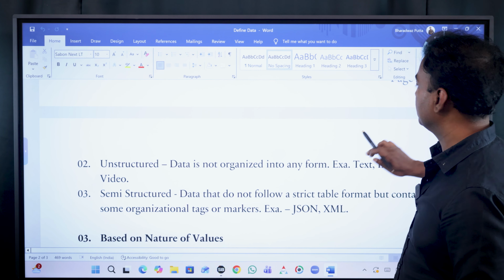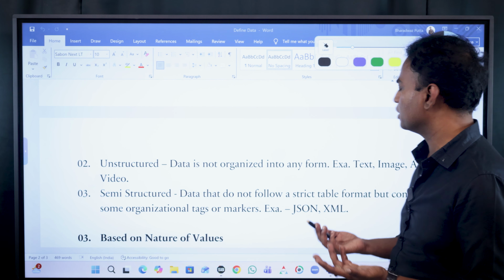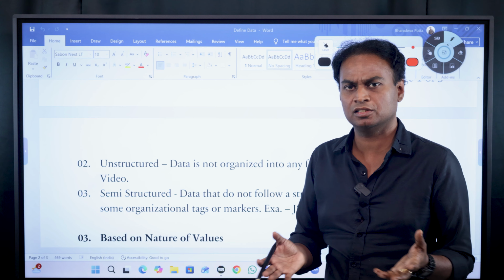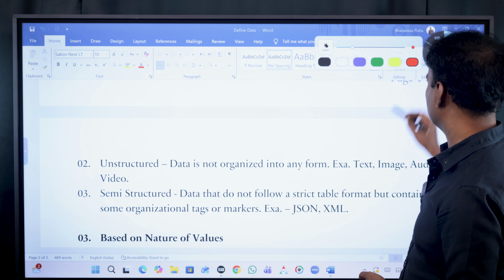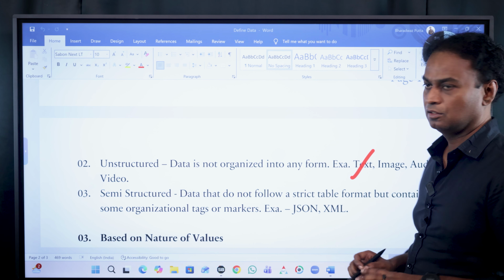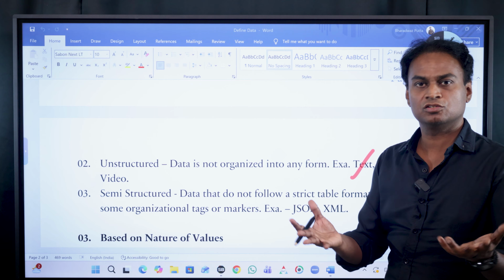What is unstructured data? Data that cannot be organized into any of these formats. There is no particular format. For example, if you take text, it is just plain text, and there is no particular format.